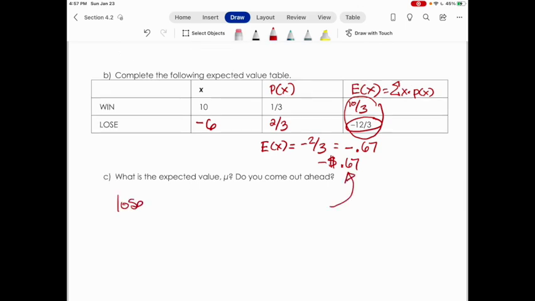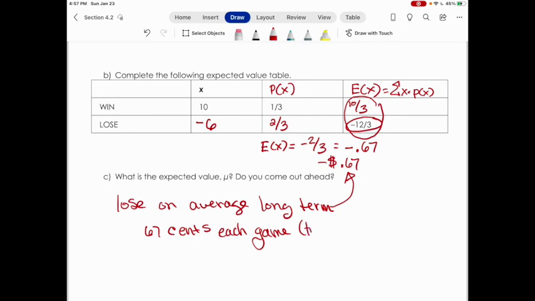Okay, what is the expected value? Do you come out ahead? Well, based on what we just showed here, we would lose, on average, long term, 67 cents each time you play. Or you can call it a trial.